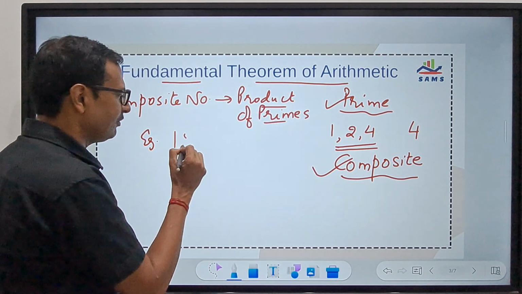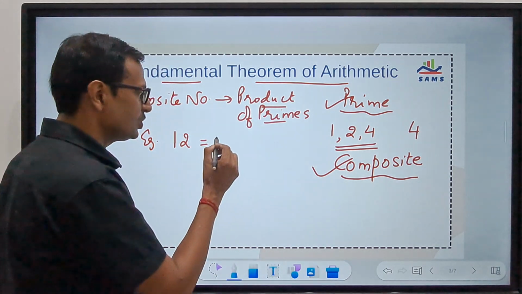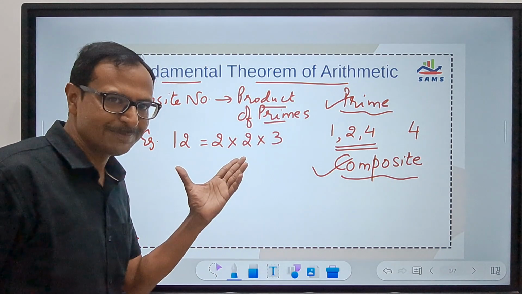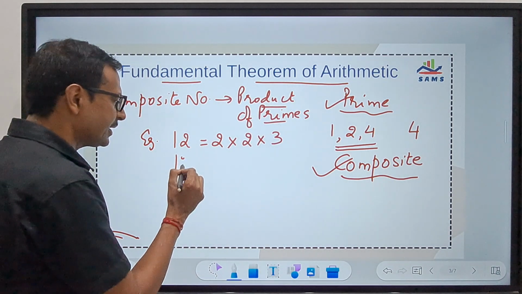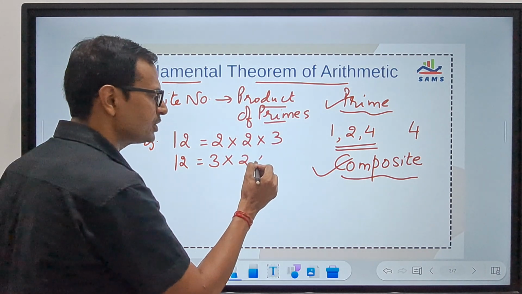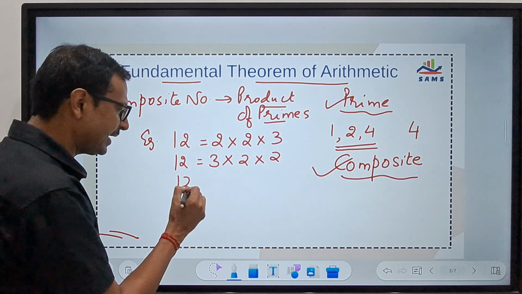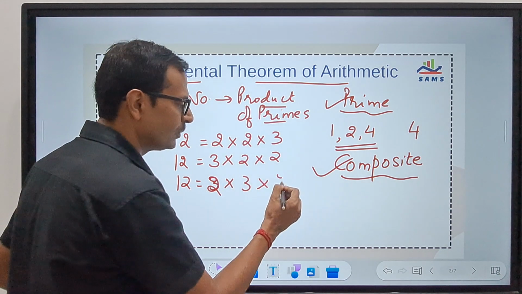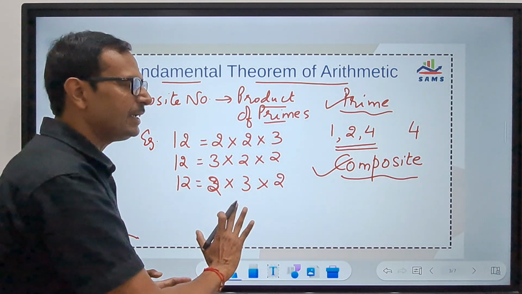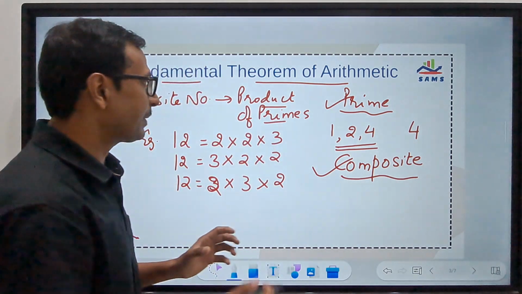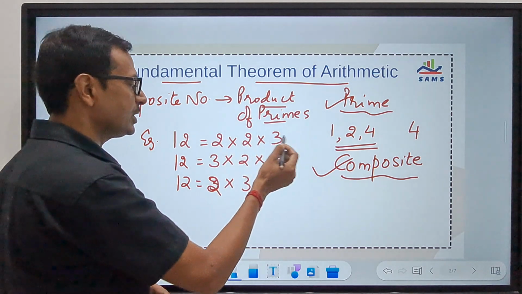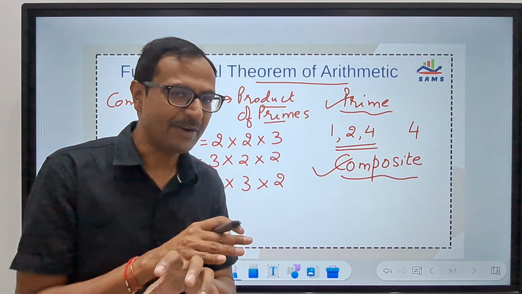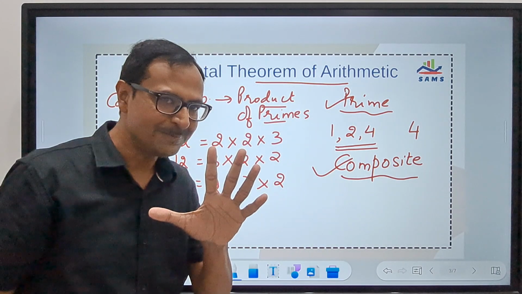Suppose I have the number 12. I can write 12 as 2 times 2 times 3. That's 12, right? Somebody else will write this product as 3 times 2 times 2. And another person will write 2 first, then a 3 and then a 2. So primarily the prime factors which we are writing are the same, 2, 2, 3, but the order in which we are writing those prime factors differs, right?